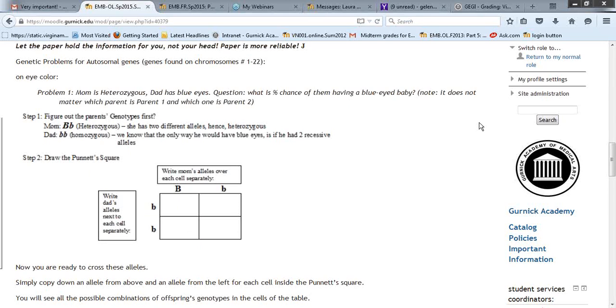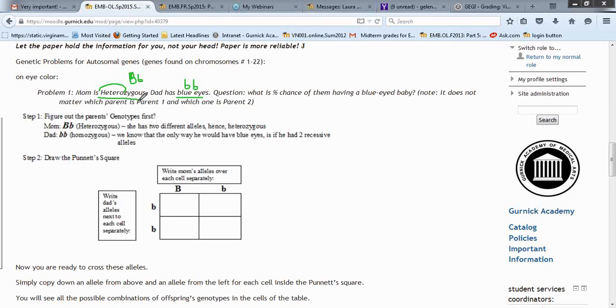Okay, I'm going to start using my pen here. So mom is heterozygous. Hetero means different. So that means she has 2 alleles and they're different from each other. So that means it's going to be like this: big B, little b. There. Dad has blue eyes. The only way to have blue eyes is to have 2 recessive alleles like that. Right? So that's step 1.